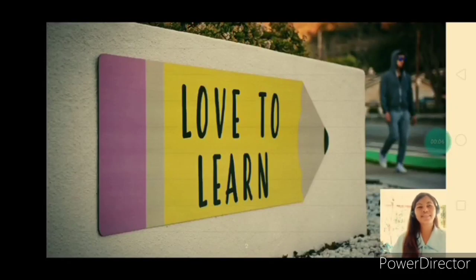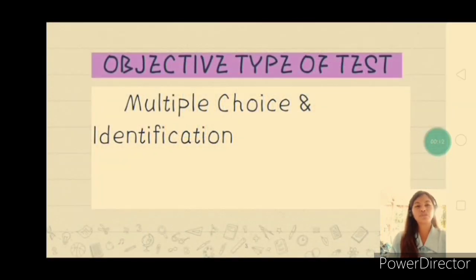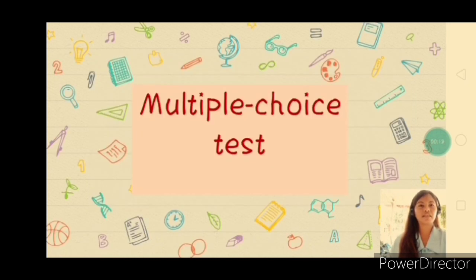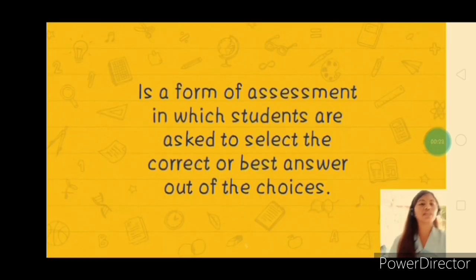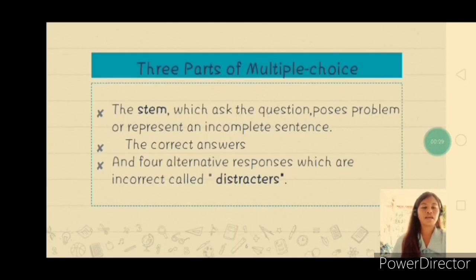Good day, everyone. Today we are going to discuss the objective types of tests, which are the multiple choice and identifications, and their basic guidelines or principles in constructing tests. Multiple choice test is a form of assessment in which students are asked to select the correct or best answer out of the choices. There are three parts of multiple choice.